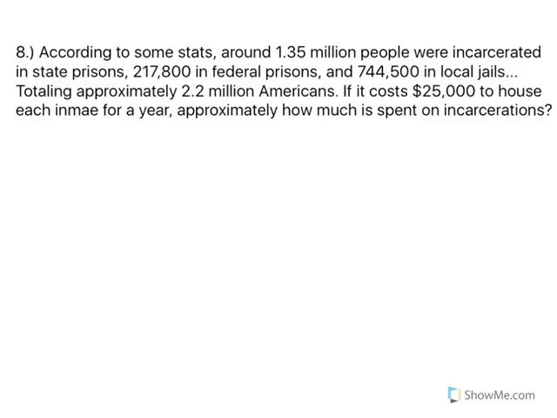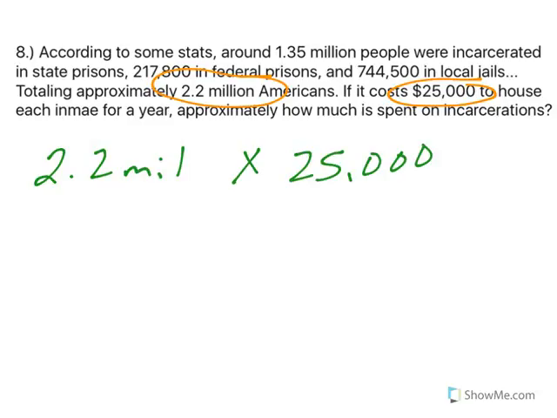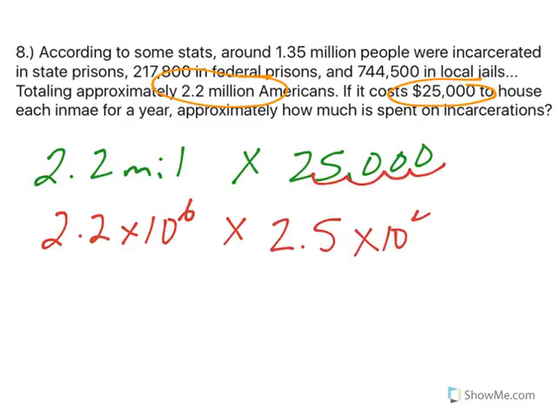Now, we have this many total, 2.2 million. Each one costs $25,000. So it's going to cost us more than $2 million because each one of those Americans costs $25,000, which means we are going to multiply. Correct. 2.2 million times 25,000. So let's go to scientific notation to make this easier. Million means 10 to the 6th, and 25,000 is 2.5 times 10 to the 4th.